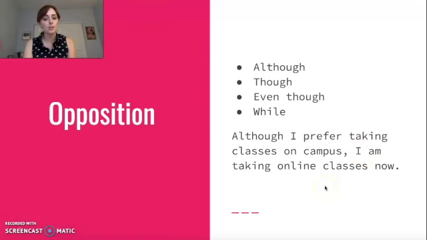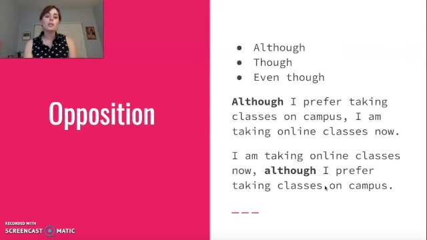So the sentence is, although I prefer taking classes on campus, I am taking online classes now. So let's look at the relationship closer between these two clauses. So I say, I prefer taking classes on campus. I am taking online classes now. Do you see how those are a little bit opposite? I prefer it one way, but I'm doing it another way. So those are opposites, okay? So although indicates that relationship.